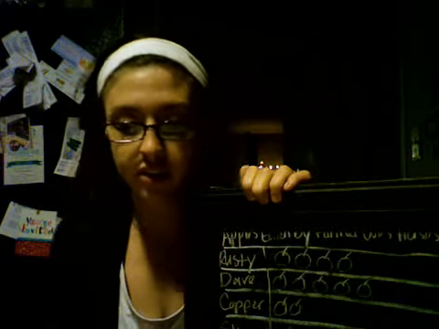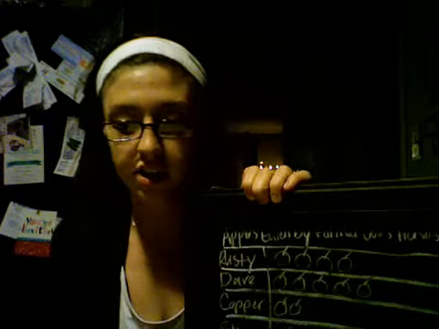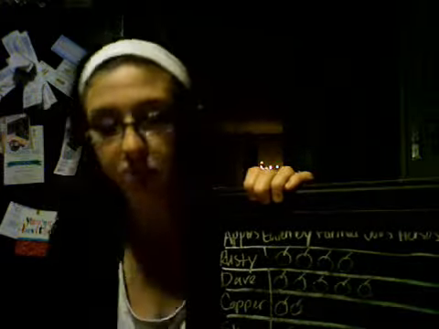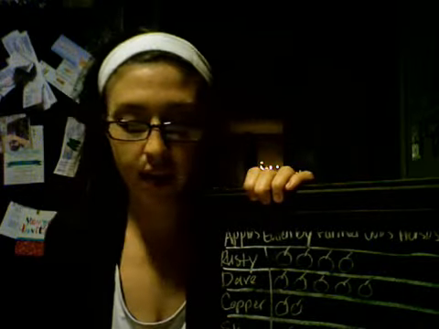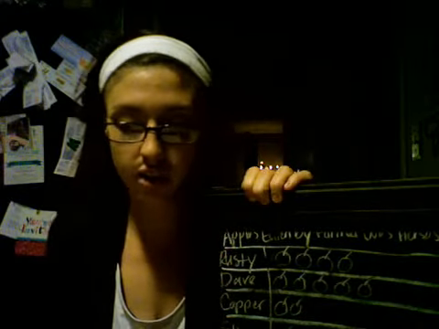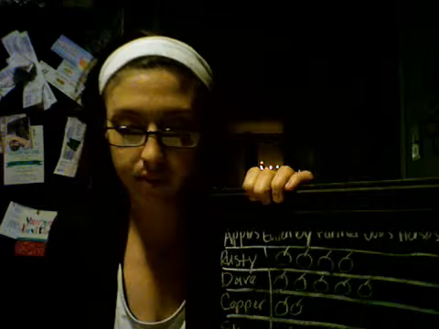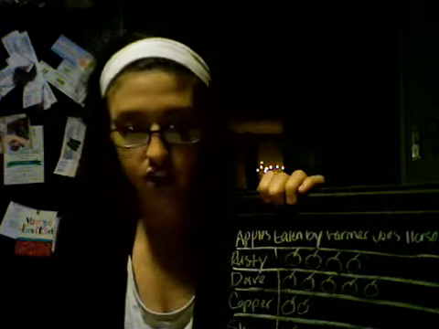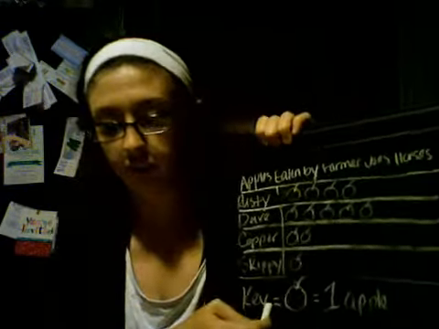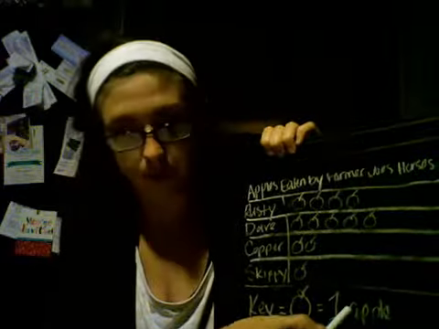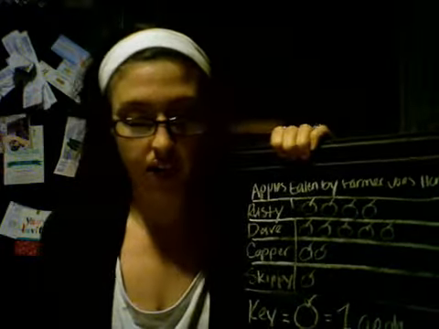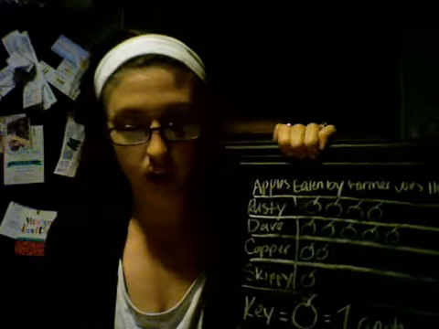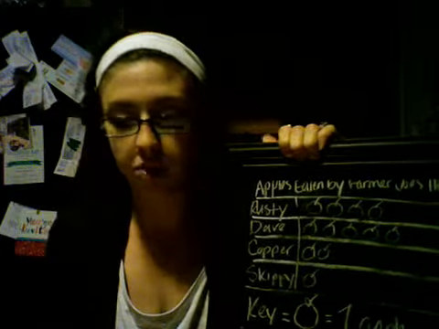Here we see the different amounts of apples next to each horse's name. Is this right, class? Yes. So instead of the graph telling us how many apples each horse ate, we have to count the pictures to find out instead. Here the key shows that one apple in the graph equals one apple eaten. Does everyone see this? So in order to find out how many apples Rusty, Dave, Copper, and Skippy ate, we will need to do what, class?